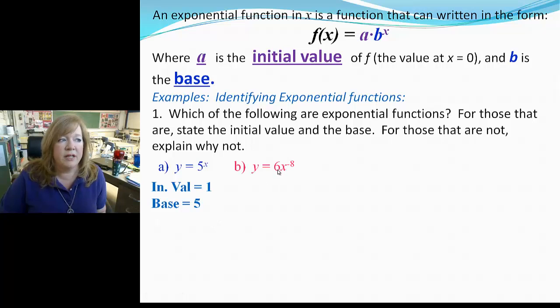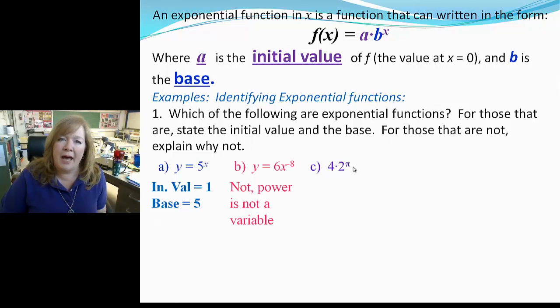y equals 6x to the negative 8. This is not an exponential function because your variable is not in the exponent. So the power is not a variable. So let's look at C, 4 times 2 to the pi. Again, this is not an exponential function because pi is not a variable. Pi is a constant.